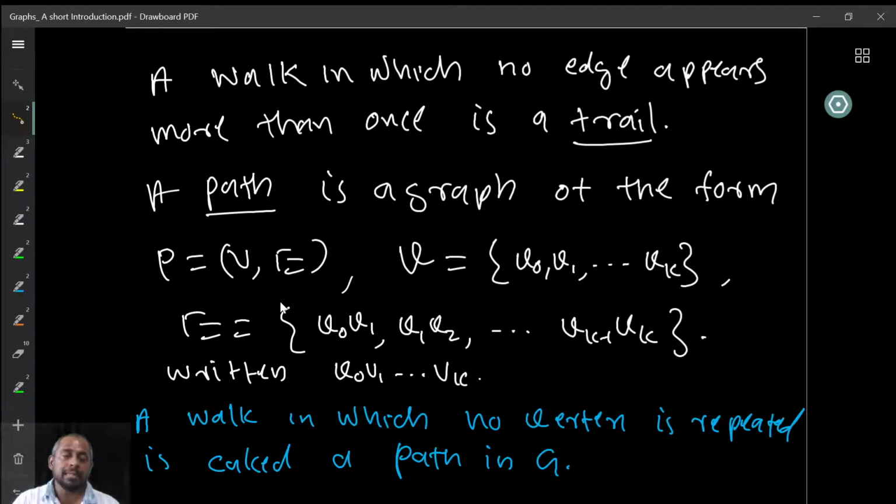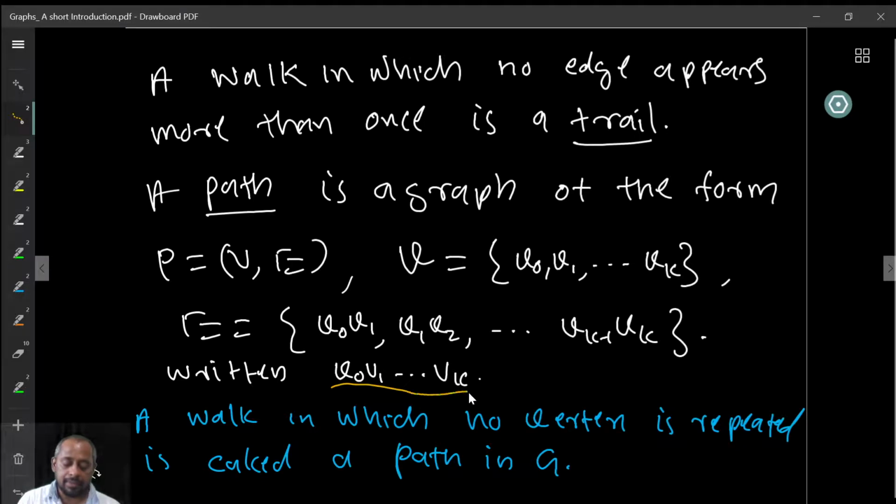Now, a path is a graph of the following form. You have a set of vertices v0, v1 to vk, and any pair of consecutive vertices in this sequence is an edge. So v0v1, v1v2, etc., v(k-1)vk is an edge. Since this is a graph on this vertex set, you don't allow repeated vertices or edges in this sequence. So therefore, this is basically a path.